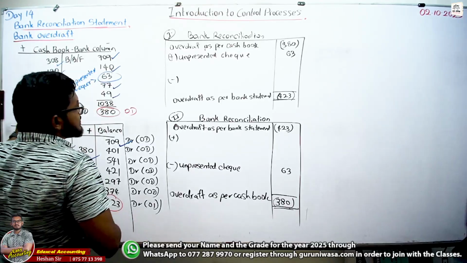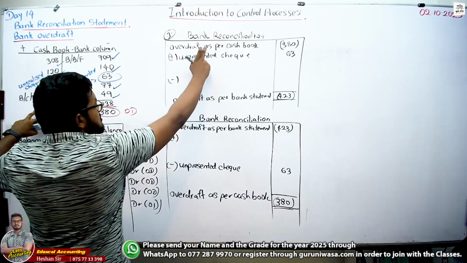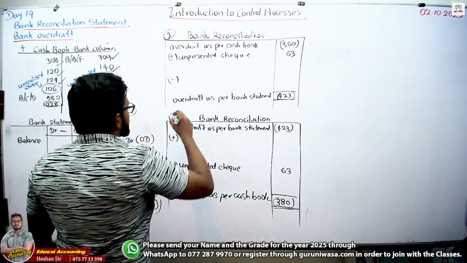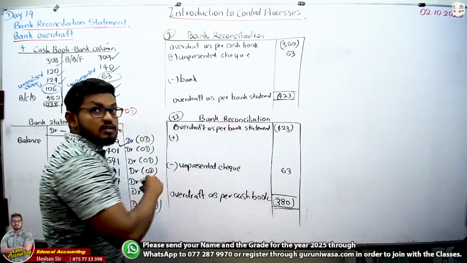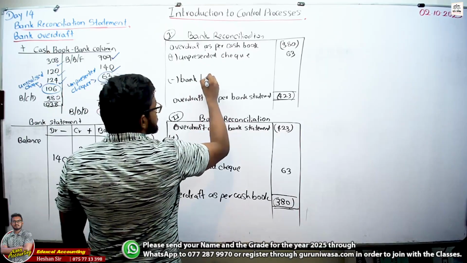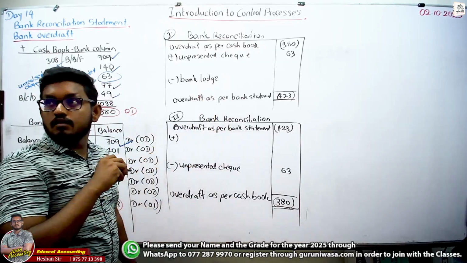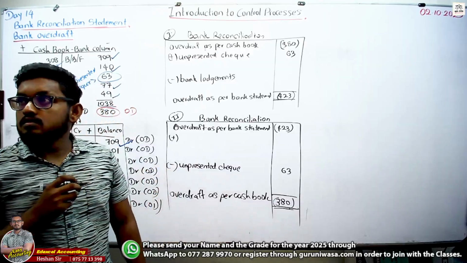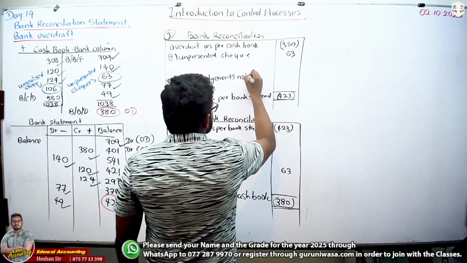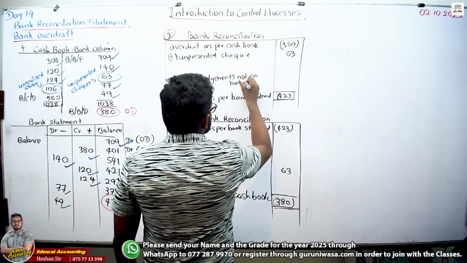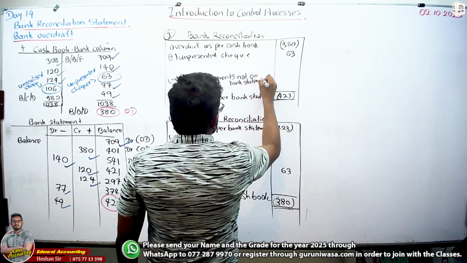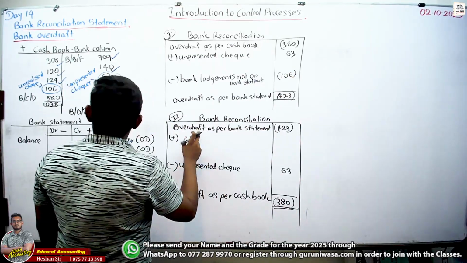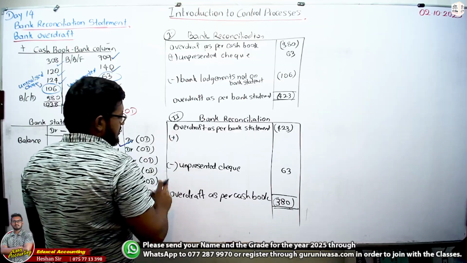Next one. Here this one is added, meaning cash book balance plus, which means 100. This is 90, so we minus bank lodgements not on bank statement. How much? 106. Here the bank statement not added, so 90, this is added 100, 90 plus 10.